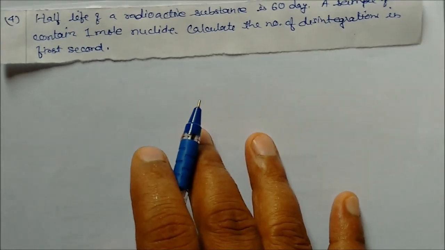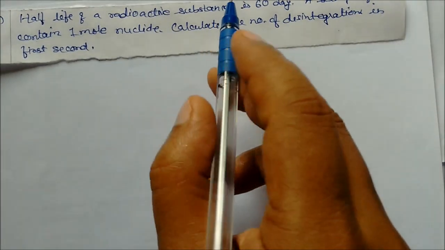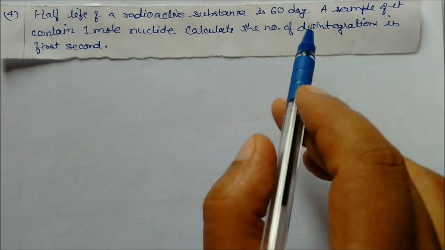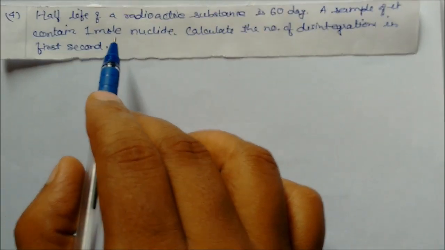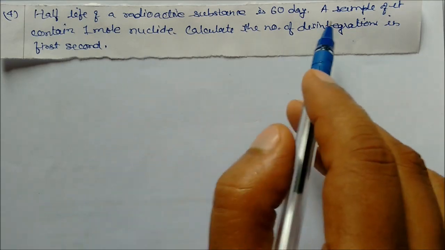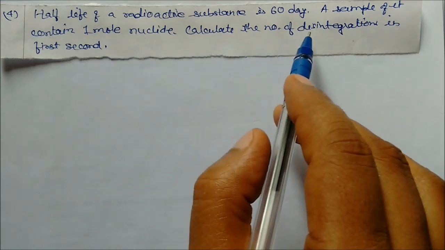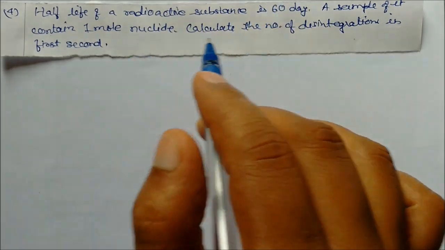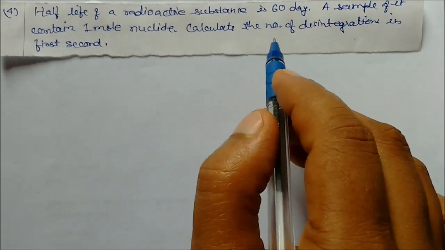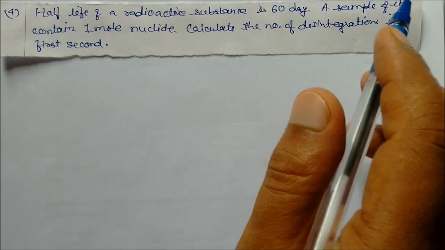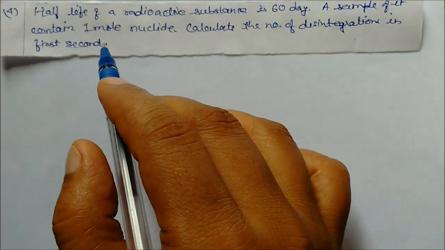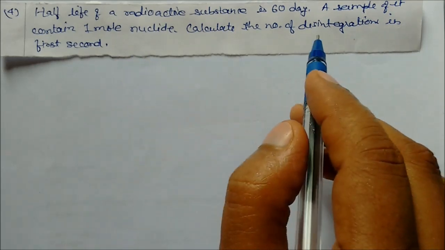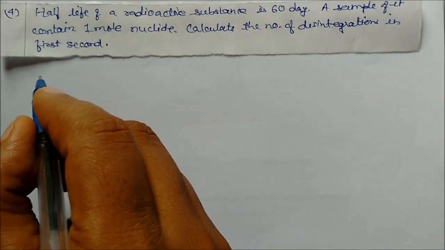So the half-life of the radioactive substance is 60 days, and a sample of it contains 1 mole of nuclide. Calculate the number of disintegrations in the first second. So in the first second, how many particles have decayed? Half-life is given, sample amount is also given. So we have to find the disintegration rate, that is dN by dt.